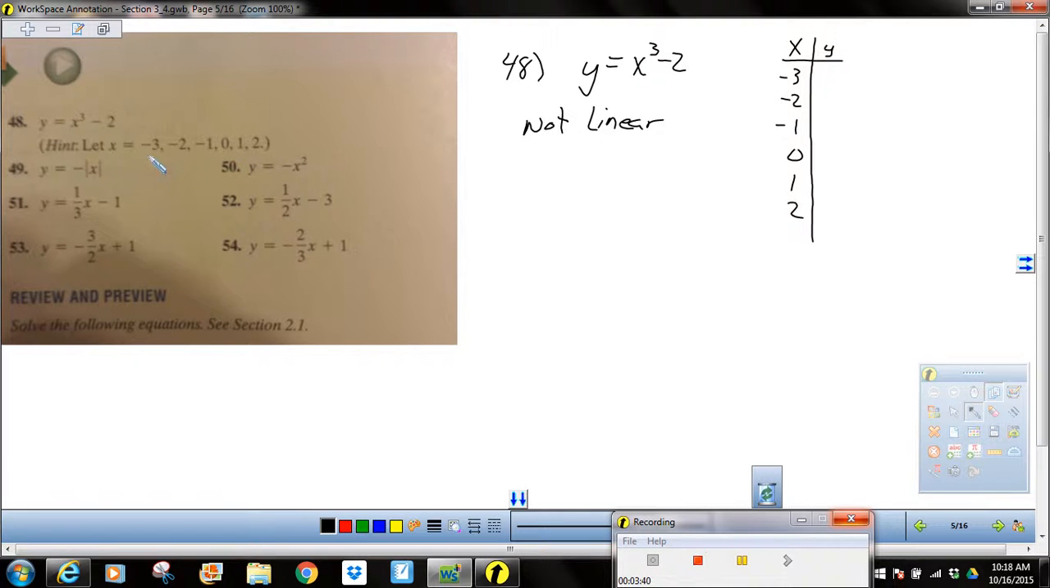And they gave us some x values they want us to try. I'm not real crazy about these x values because this one here I believe is going to give me a pretty big number. But we'll do what they asked. -3 to the third power is -27. -3 times -3 times -3. And -27 minus 2 is -29.